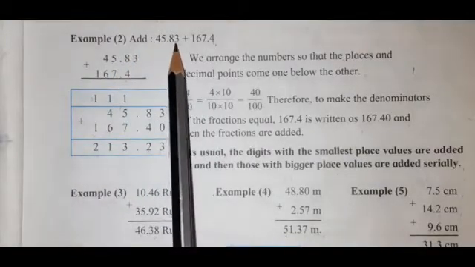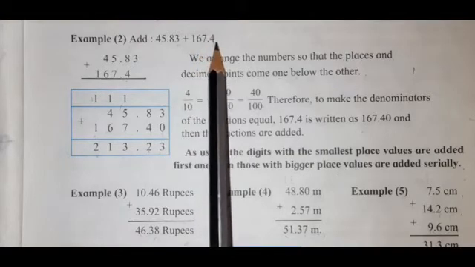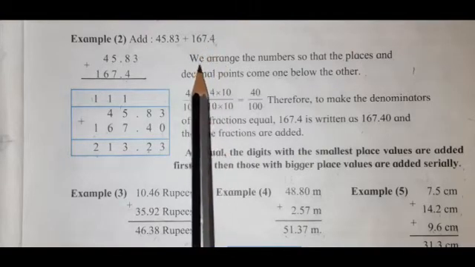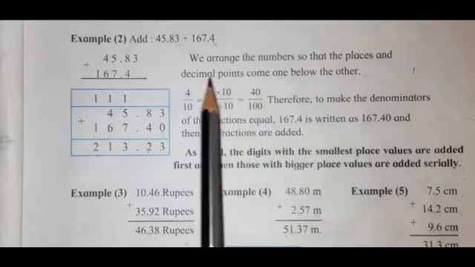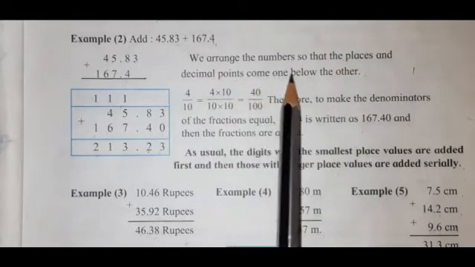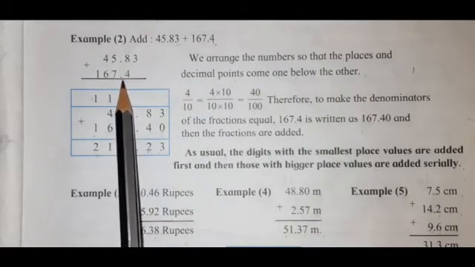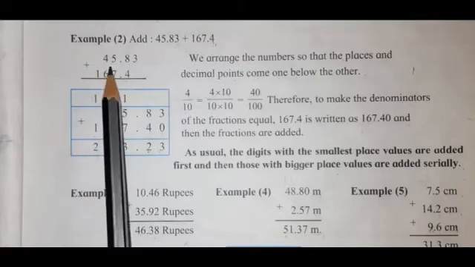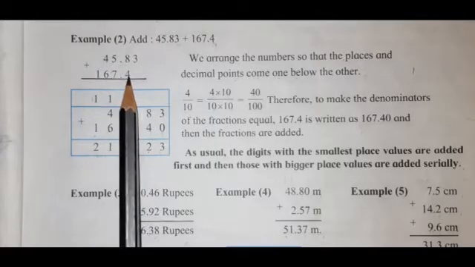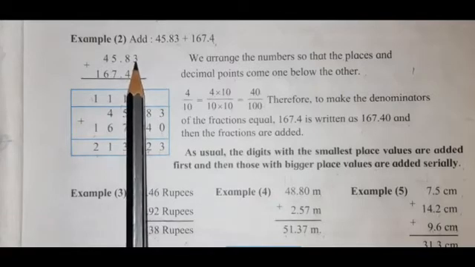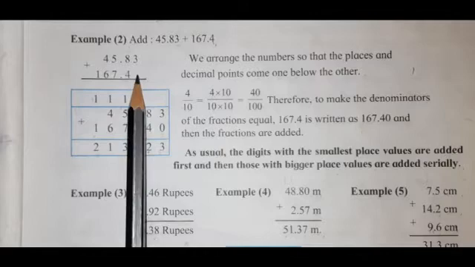Example 2. 45.83 plus 167.4. See here, we arrange the numbers so that the places and decimal points come one below the other. The decimal points come one below the other. Now see here, 45.83 and 167.4. Here is the 3 at hundredths place and here is no value at hundredths place. So we put here 0.